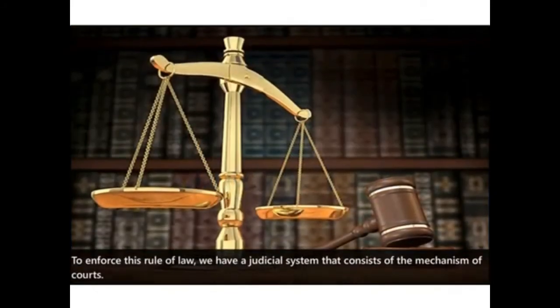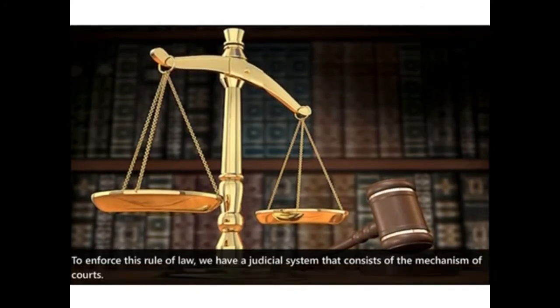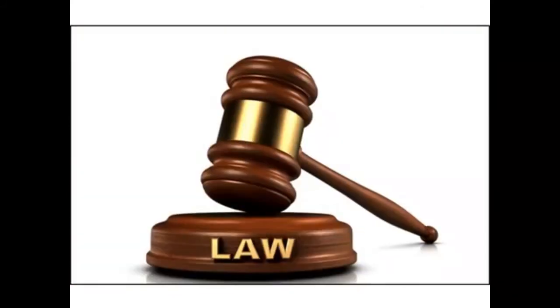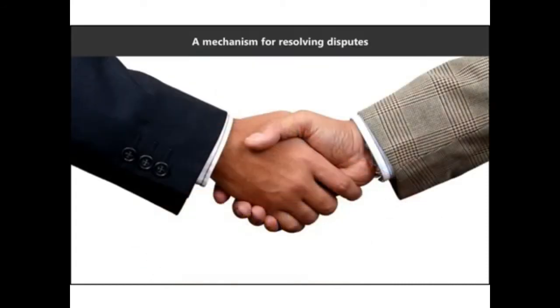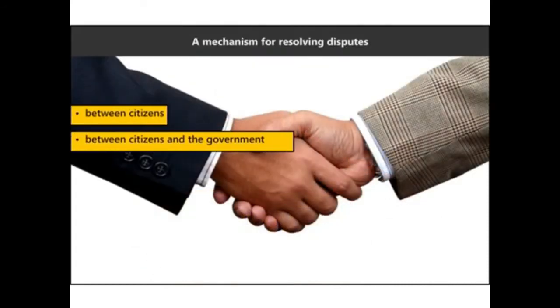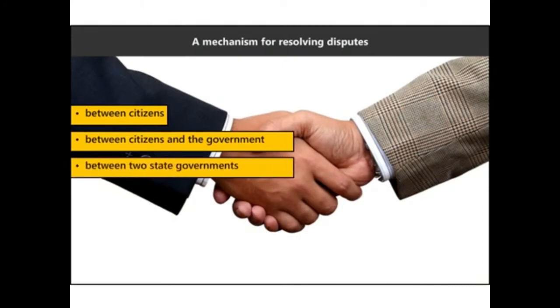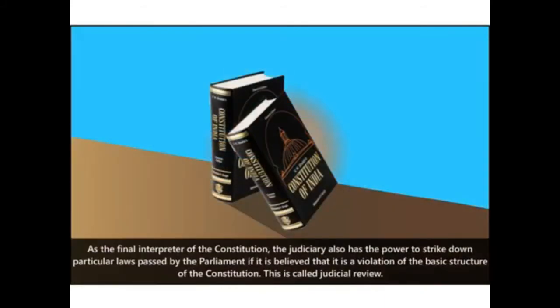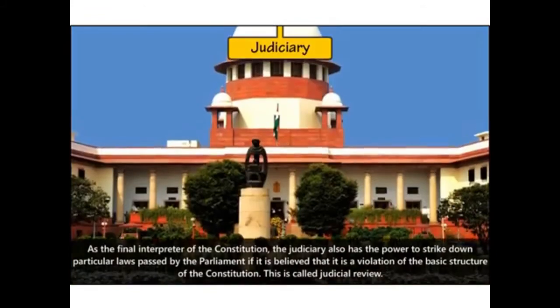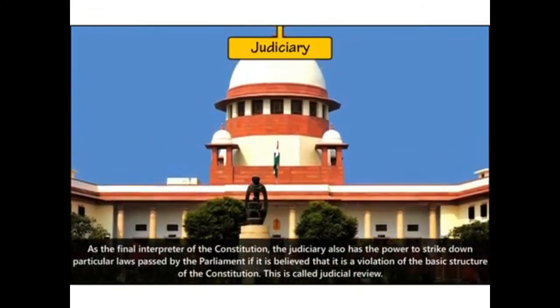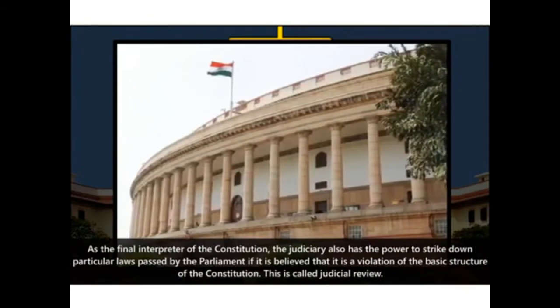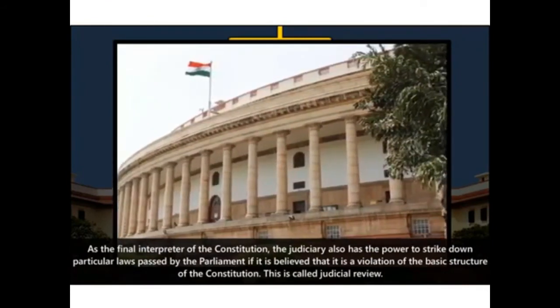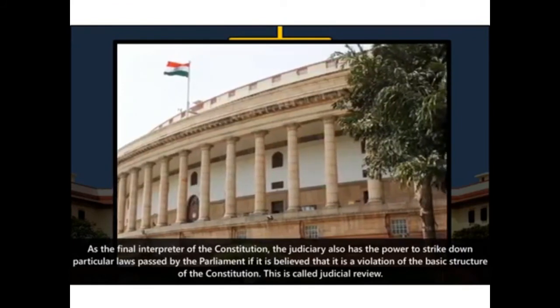To enforce this rule of law, we have a judicial system that consists of the mechanism of courts. The judicial system, or judiciary, performs the following tasks to enforce this rule of law. A mechanism for resolving disputes between citizens and the government, between two state governments, and between the centre and the state governments. As the final interpreter of the Constitution, the judiciary also has the power to strike down particular laws passed by the Parliament if it is believed that it is a violation of the basic structure of the Constitution. This is called judicial review.